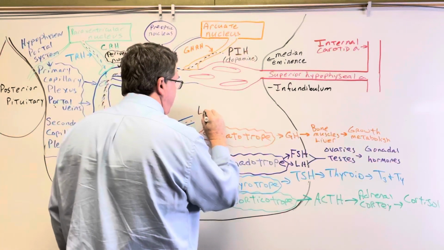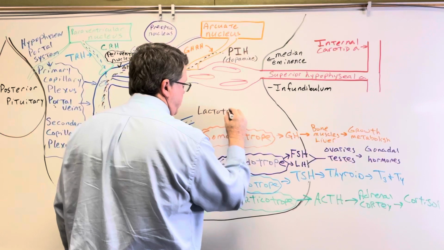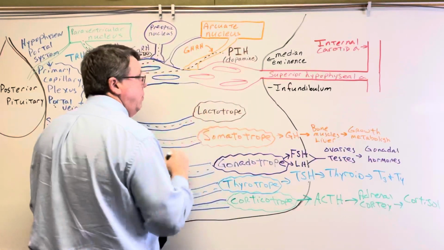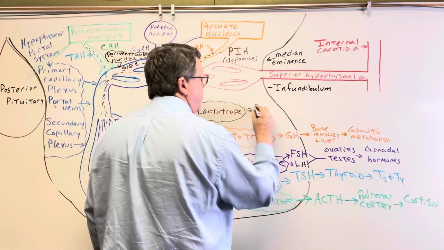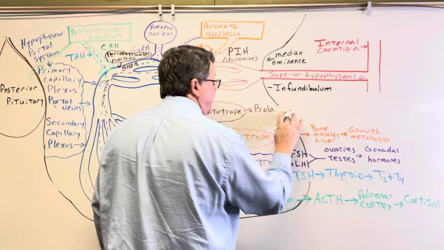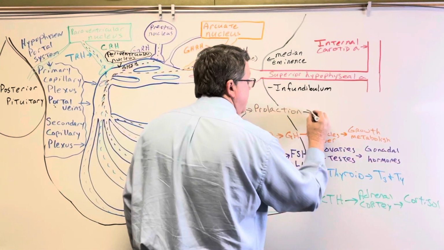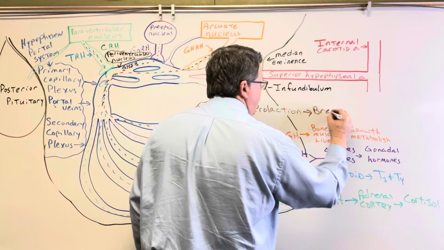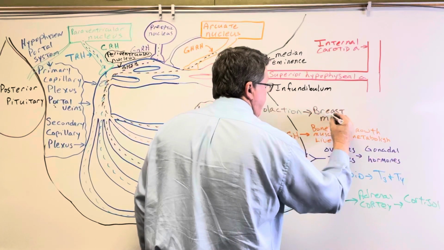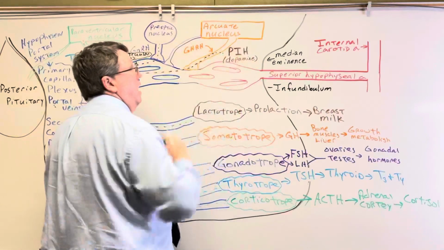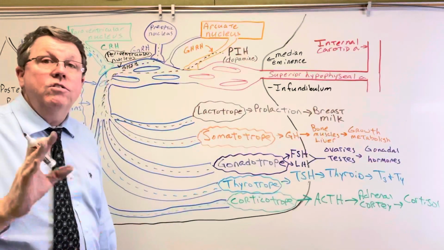You have something called a lactotrope. Okay, you have a lactotrope, which is going to be right here. And what the lactotrope is responsible for is producing prolactin. And if you recall, prolactin is responsible for the production of breast milk, right? So now, that's what it does when this prolactin inhibitory hormone is not working.